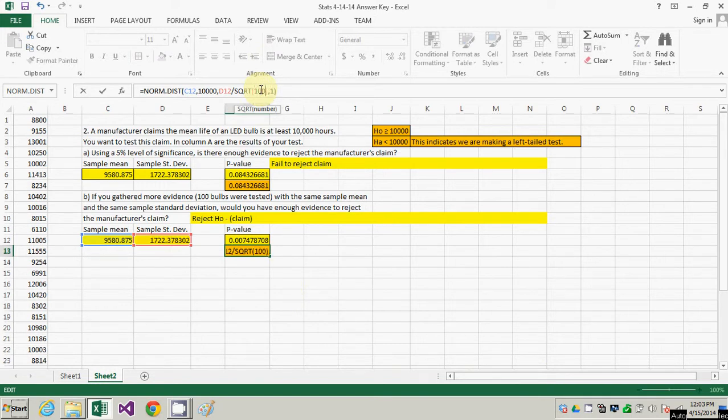Sample size is now 100, and we get less than 1%, which is far less than the 5% for the level of significance. When the p-value is less than the level of significance, the maximum error allowed, we reject the null hypothesis. So therefore we're rejecting the claim that the light bulb lasts at least 10,000 hours.